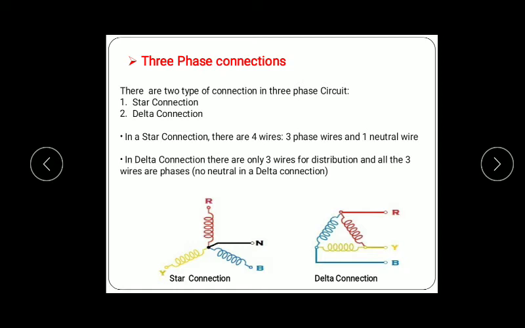The 3 conductors or wires of a 3-phase system can be connected in star or delta fashion. This is your star fashion, this is your delta fashion, wherein in star fashion you have a total of 4 wires. R, Y, B are the 3 phases, N is your neutral, so it becomes a 4 wire system. In delta connection we have only 3 wires R, Y, B, which are the phases. There is no neutral present in delta connection.